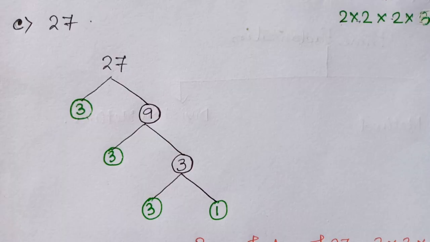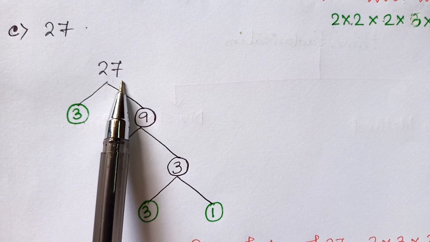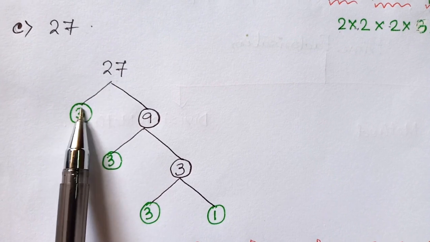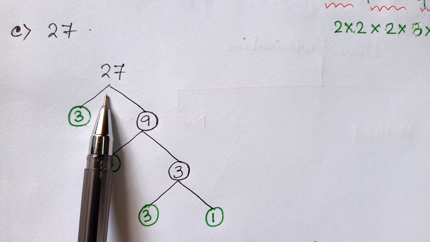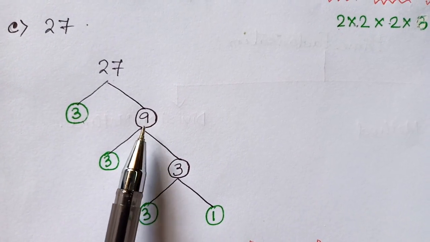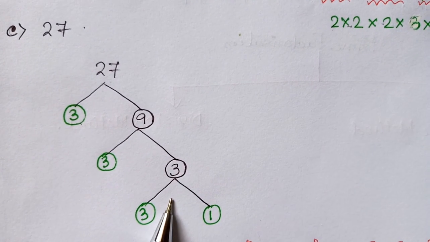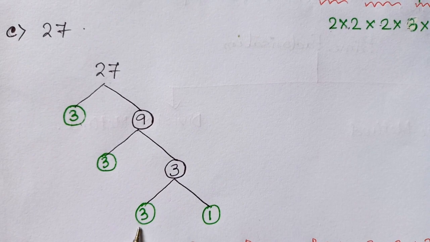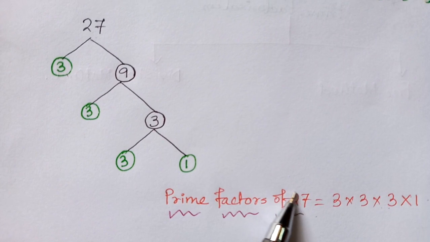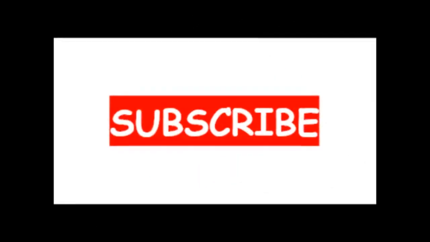Okay, here is another example, 27, which is not an even number, it is an odd number, so it is not divisible by 2, so we go for 3. 3 divides 27 exactly and we get 9. This 9 is again divided by 3 and we get 3. Now 3 is a prime number, which is divided by 3 and we get 1. Now all these are the prime factors of 27, which can be written like this: 3 into 3 into 3 into 1. Okay, so today up to this, guys.